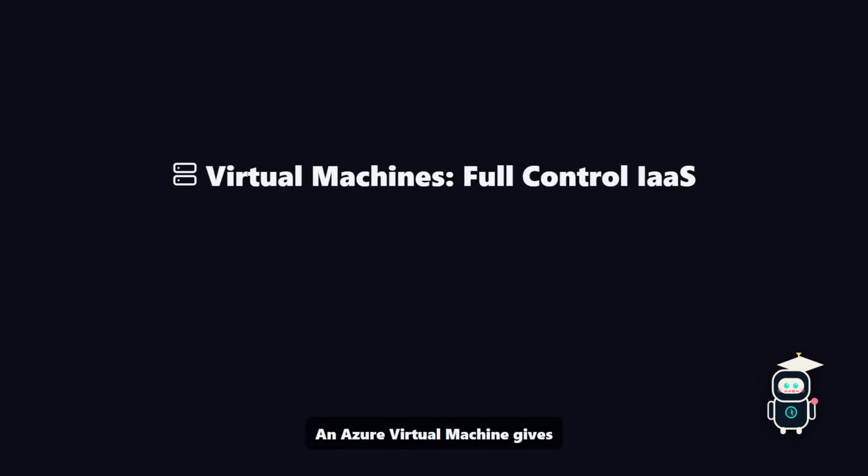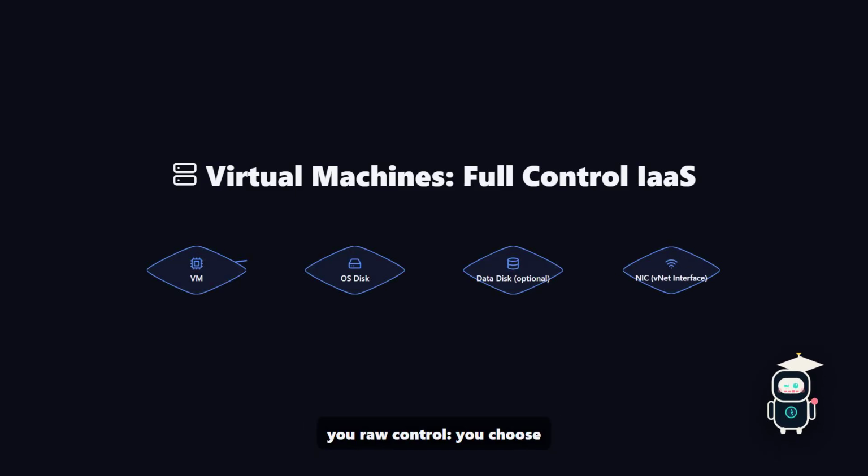An Azure virtual machine gives you raw control. You choose the OS, you patch it, you configure updates, and you decide how to scale. Physically, a VM is a combination of an OS disk, optional data disks for persistent storage, and a virtual network interface that plugs into a subnet inside your VNet.